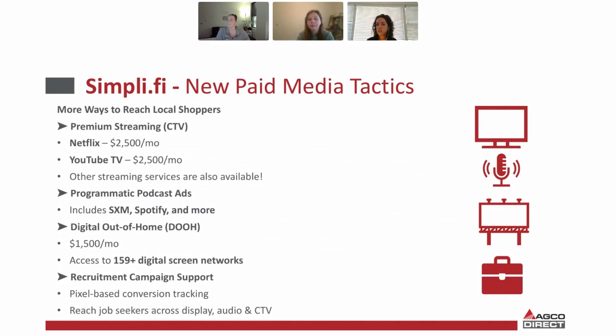So the first is premium streaming with CTV. Simplify now has inventory on Netflix, YouTube TV, Disney Plus, Hulu, Paramount. Lots and lots of streaming services are available. These are the monthly minimums for Netflix and YouTube TV, but there are no monthly minimums with several of the other streaming services. So if you have an interest, let us know. This would be targeted by county or zip code for those services.